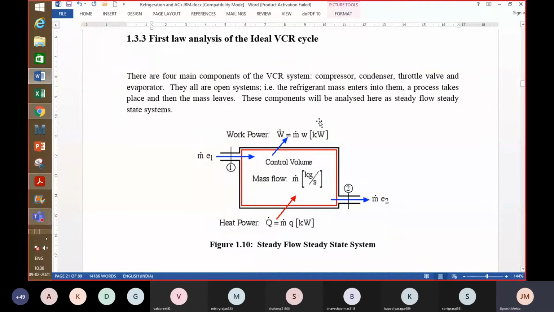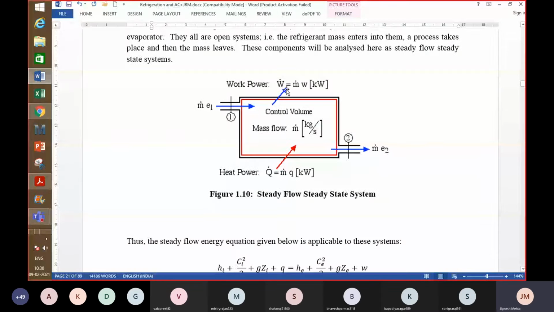Okay, so this is the general diagram that you can draw for all the components. So this is the entry point, let's say 1. This is the exit point, let's say 2. This is your system, and there is this red line. You can call it the control volume, the border or the periphery of your system, right? And like the work and heat can cross that border, right? So this is the general diagram which can be used for any of the 4 components.